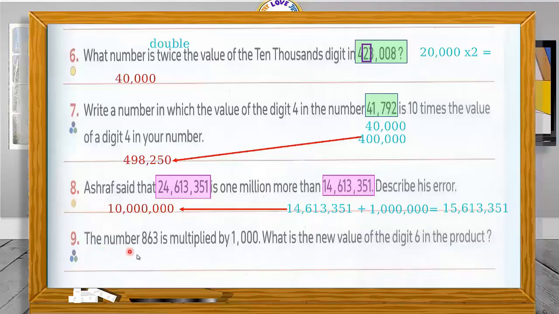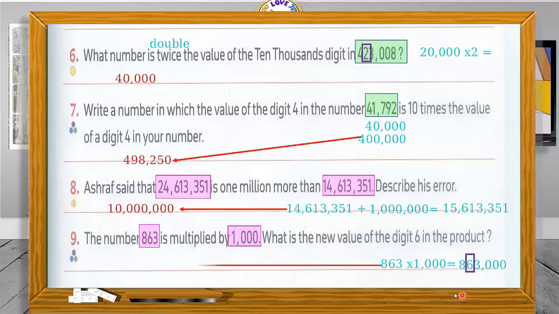Next one, number 9. The number 863 is multiplied by 1000. What is the new value of digit 6? If you multiply two numbers like this, what is the value of digit 6? 1000 times 863 equals 863,000. He asked you about digit 6. 6 is in which place? In the 10,000th place, so 6 equals 60,000. Here write 60,000.